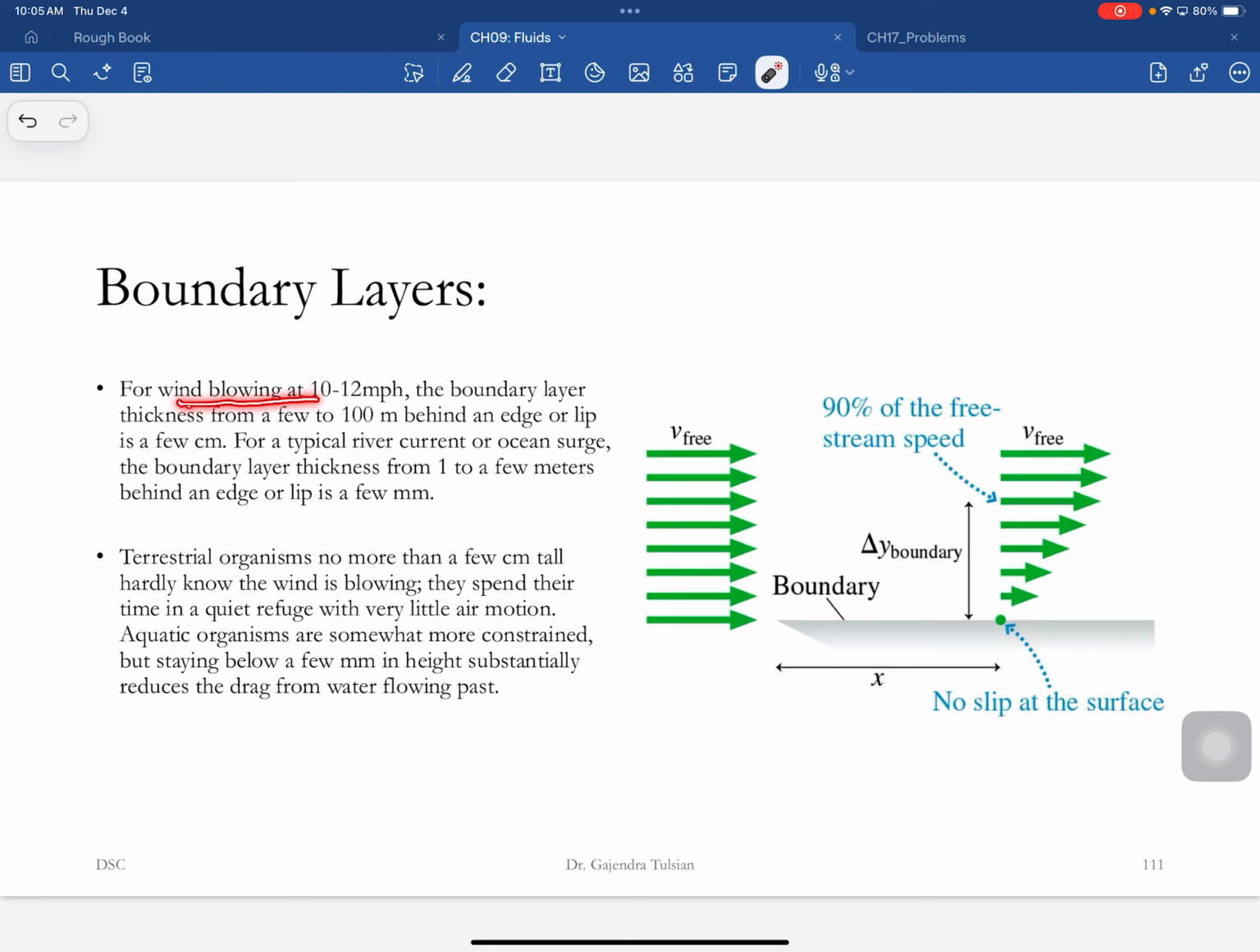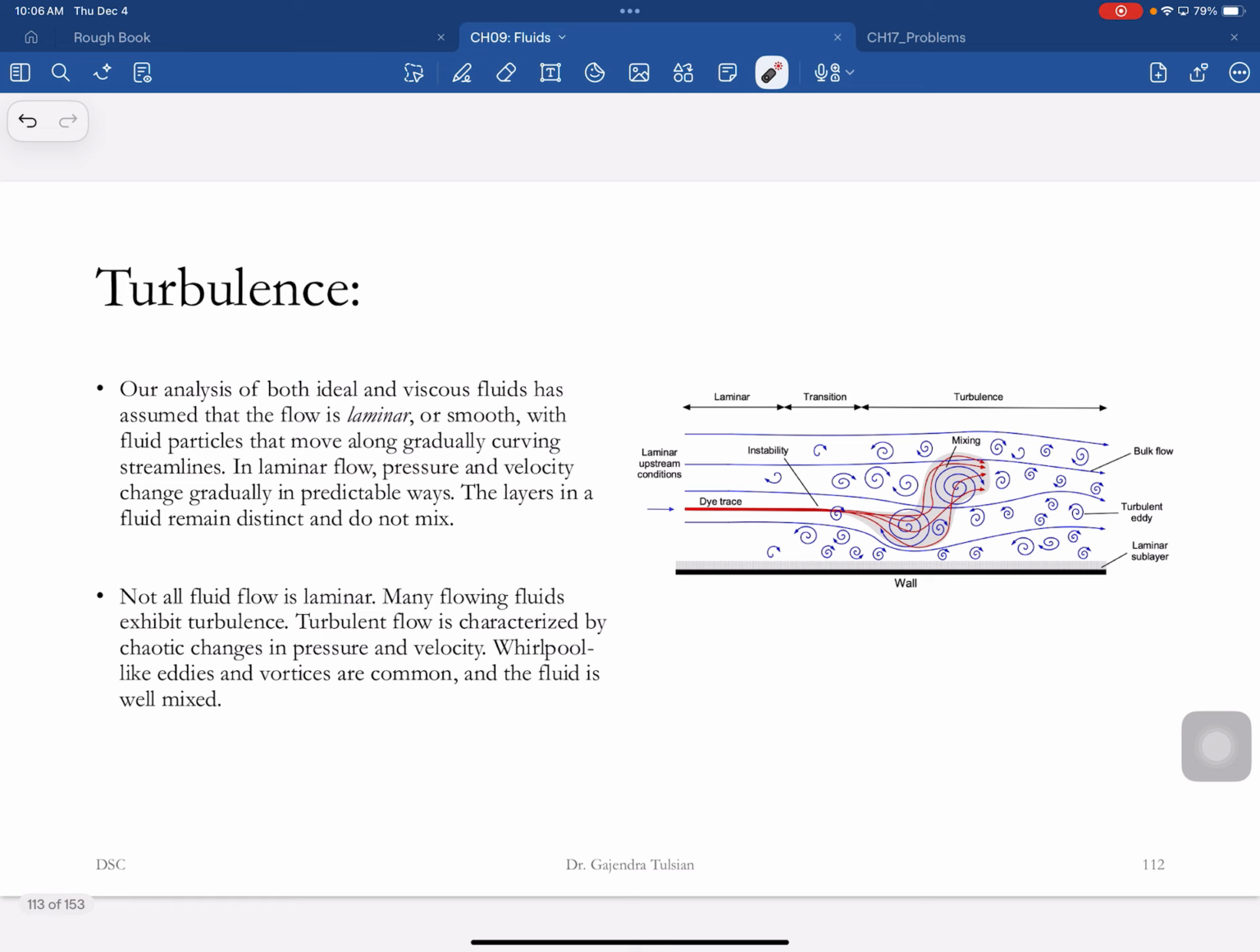For wind blowing at 10 to 12 miles an hour, which is typical and you experience this easily around here, the boundary layer thickness behind a ledge or a lip is a few centimeters. So if you're 1 centimeter tall, even though the wind is blowing at 10 miles an hour, you don't feel it. So terrestrial organisms no more than a few centimeters tall hardly know that the wind is blowing.